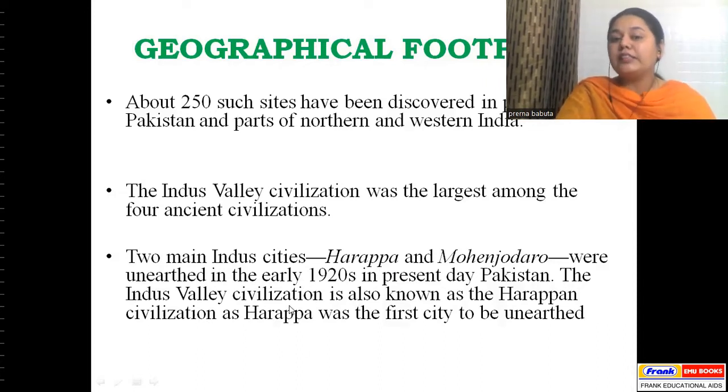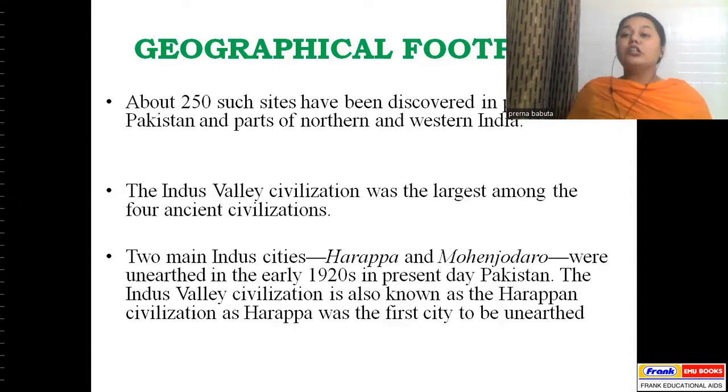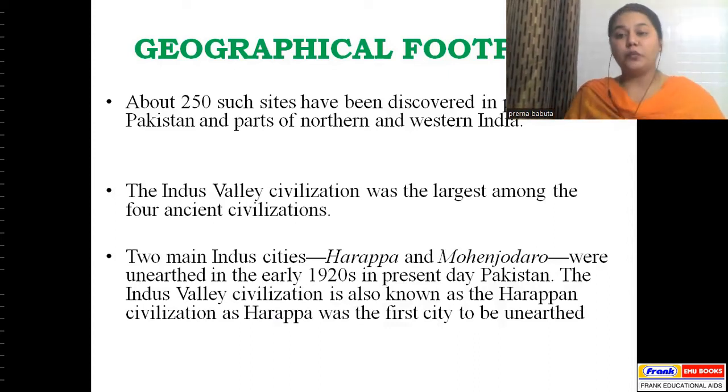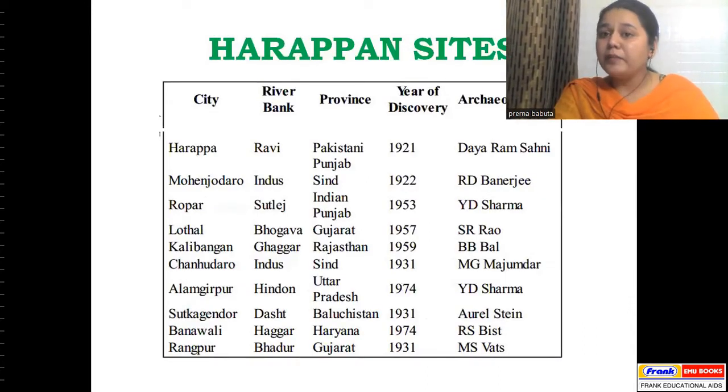The Indus Valley civilization, also known as the Harappan civilization, is named after Harappa, the first city to be unearthed. When the archaeologists were performing an excavation, the first city whose evidence they found was Harappa, and that is why they call it the Harappan civilization. Now, these are some major Harappan sites.